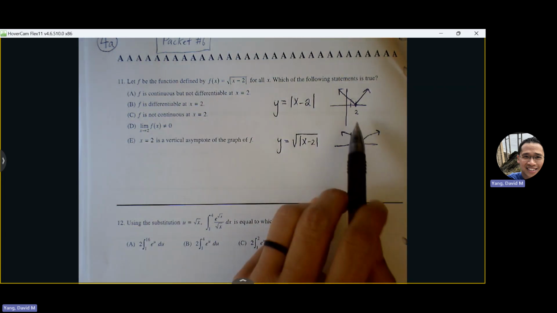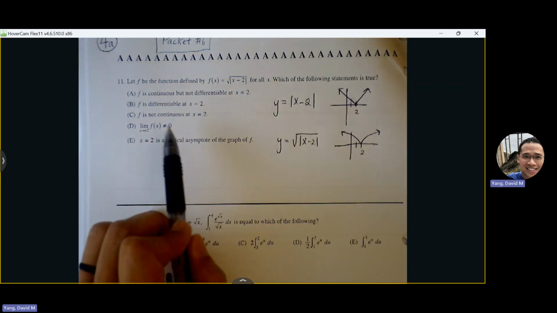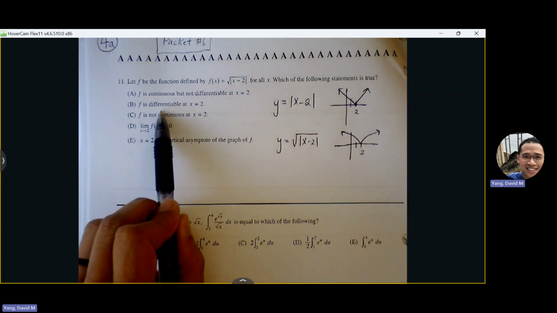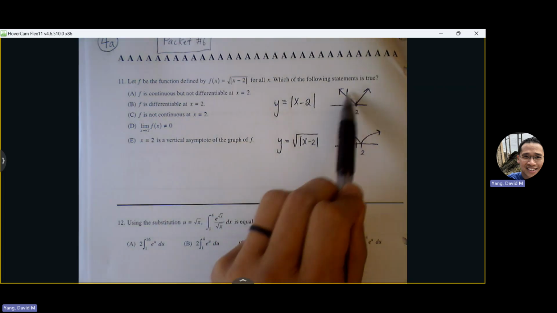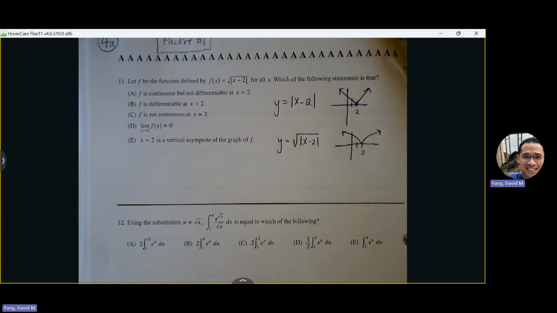So it's connected, but there's no hole, there's no asymptote. So we can just say, which of the following statements is true? Continuous but not differentiable. Answer choice A.